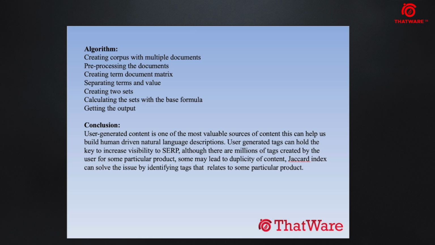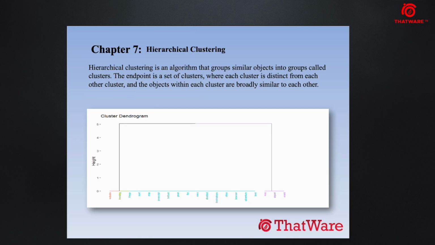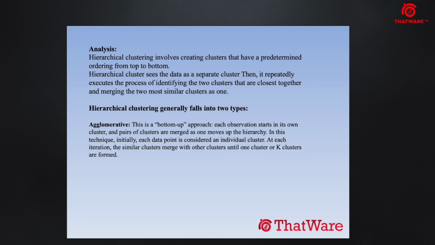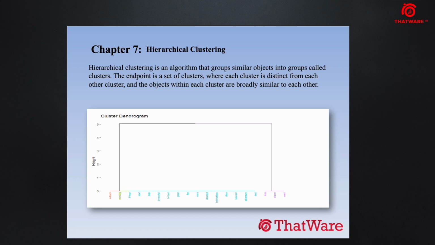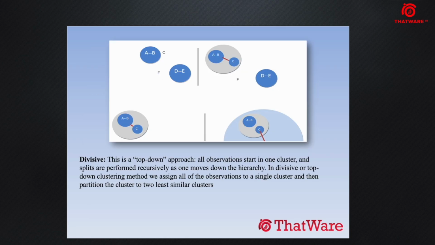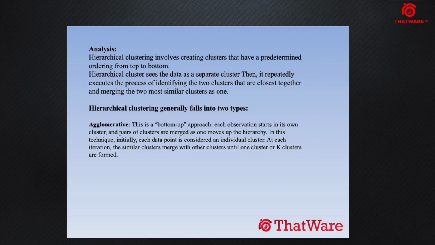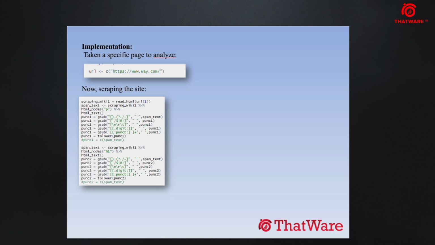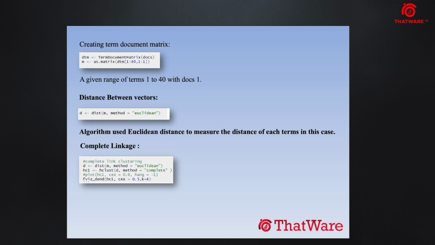Then we have hierarchical clustering. Hierarchical clustering normally falls under two types: agglomerative and divisive. In short, using clustering in SEO, we can segregate keywords into topic clusters, deciding which keywords fall under which category, and this makes our work easier to navigate if we are working with a large keyword database.